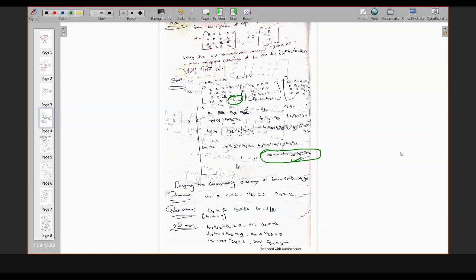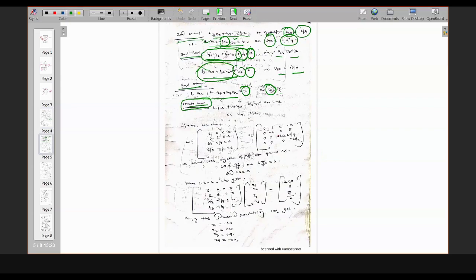So that I had done in the next page. You can see the fourth row. So you need to compare this with -1. So you will have only one unknown, that is u44. u44 is equal to -13 upon 2.